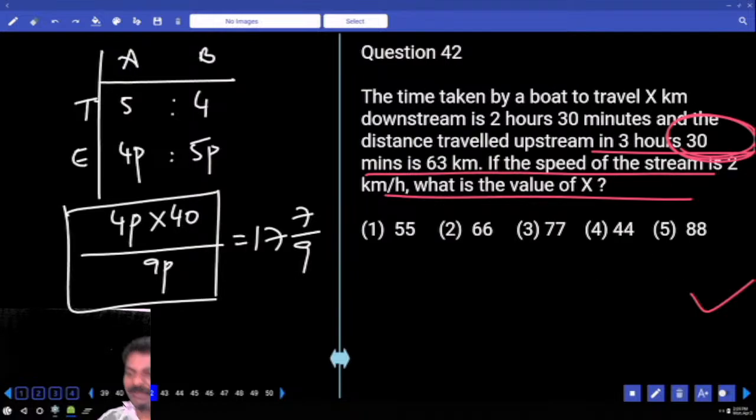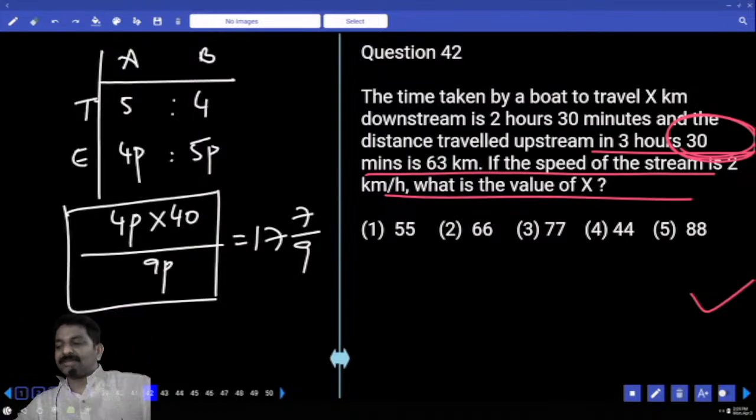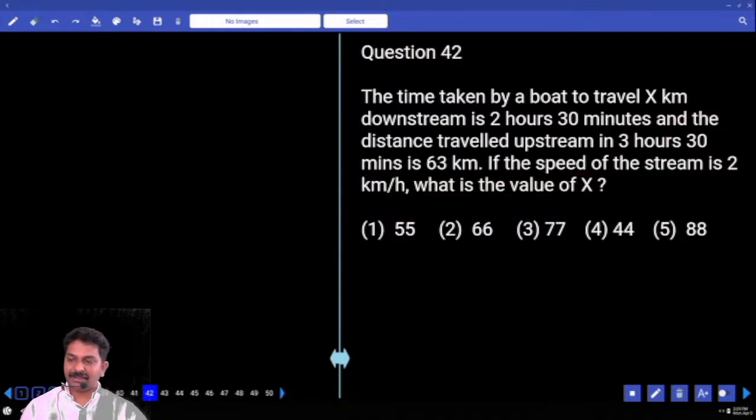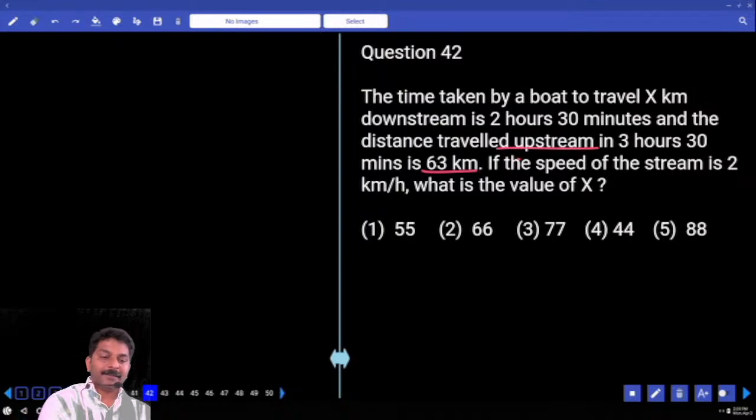Next, the time taken by the boat to travel x kilometers downstream is 2 hours 30 minutes and the distance traveled upstream in 3.5 hours is 63 kilometers. If the speed of the stream is 2 km per hour, what is the value of x? Okay. In upstream, how much distance has it covered? In how much time?